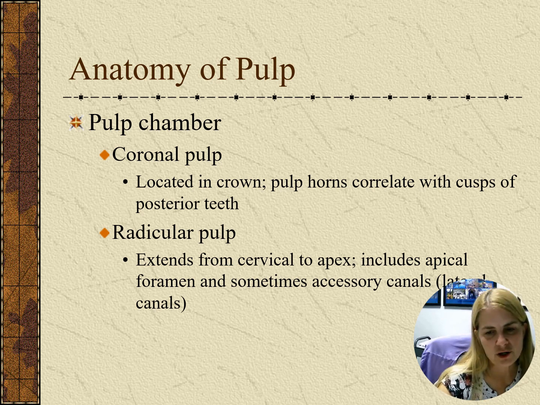We're going to see a picture on the next slide of what the tooth looks like and where the pulp is located. But there is a pulp chamber. There's a coronal pulp, which is within the crown of the tooth, that has pulp horns that correlate with the cusps of the different posterior teeth. And then there's the radicular pulp, which is in the root structure that extends from the cervical area, or the CEJ, to the apex of the tooth, and that includes the apical foramen and sometimes accessory canals that might be present.